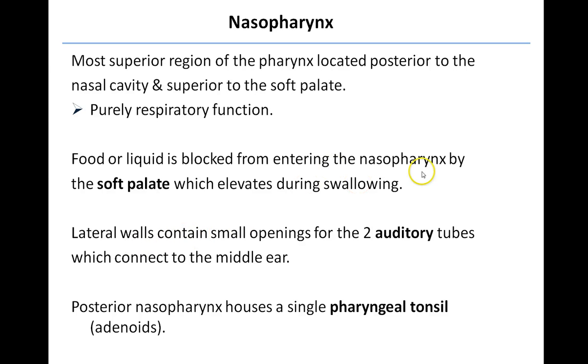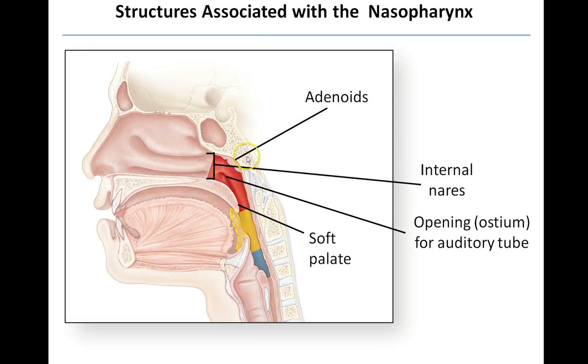The lateral walls of the nasopharynx have openings for auditory tubes which connect to the middle ear, and it helps equalize the air pressure between the middle ear and the air itself, and that allows you to hear better. You will also find a single pharyngeal tonsil in the nasopharynx, referred to as the adenoids, and as we spoke about in the previous lymphatic lecture, the tonsils are involved in helping provide immunity from infectious microorganisms that may have entered via the airways.